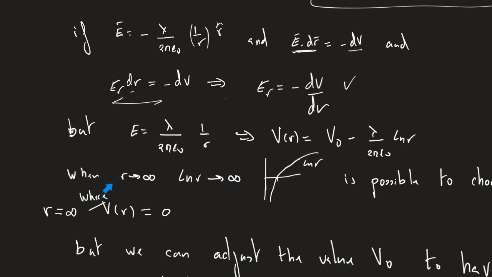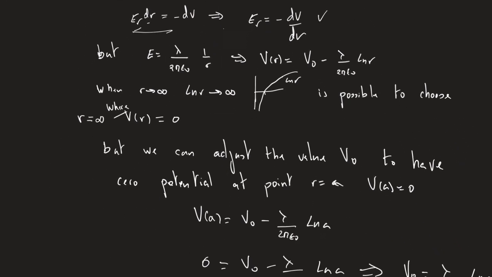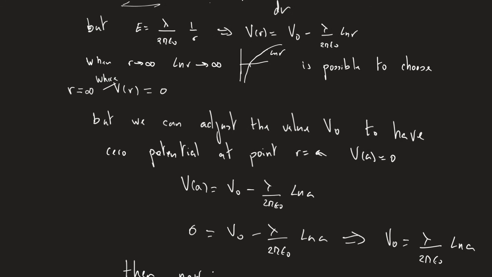Perfect. I have realized that when r tends to infinity, the log of r tends to infinity. So I cannot set the point at infinity to be 0. When r is at infinity, how can I make V of r equal 0? I cannot. So it's not possible to choose the point at infinity as the 0. But what I have done is that we can choose some point a to be V of a equals 0. How?